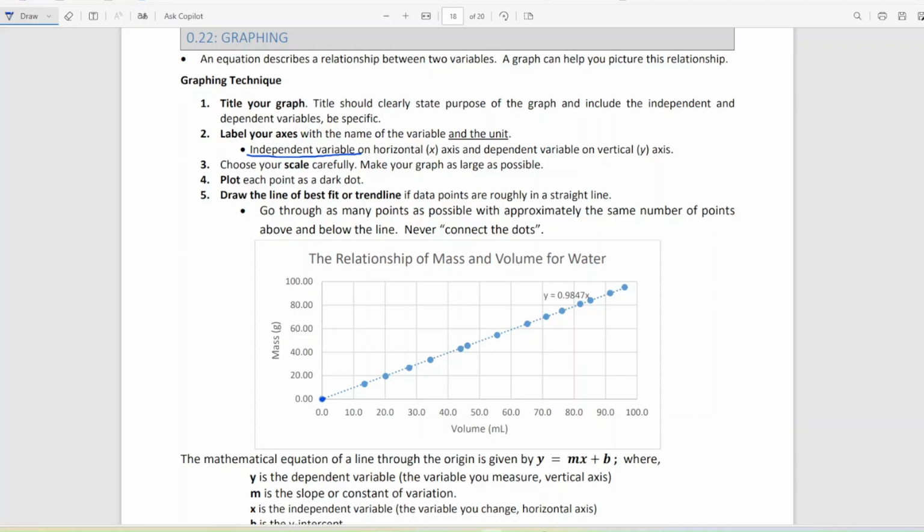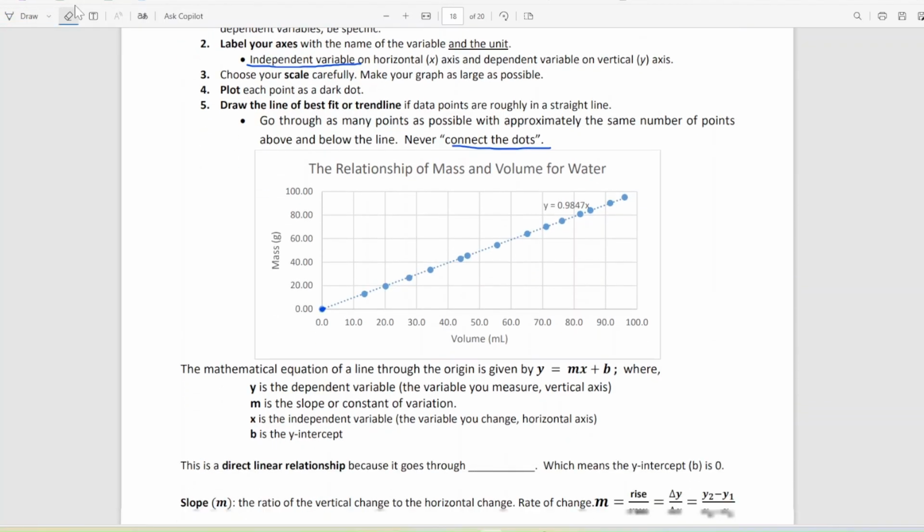You're not going to be connecting the dots. So this is really great data, but if I didn't have such great data, if I had a data point that was up here, you definitely cannot use that in any calculation because it's off your trend line.